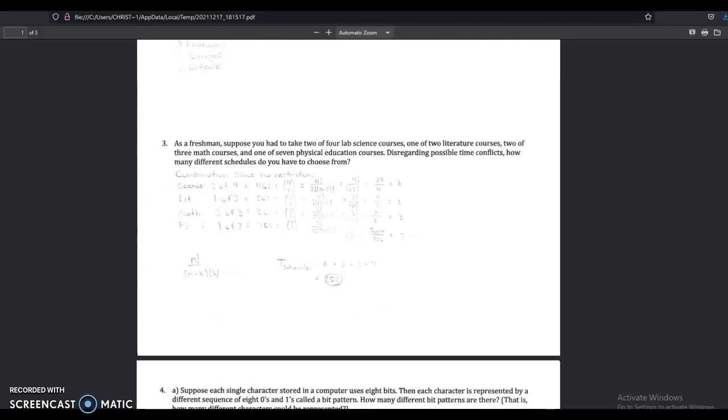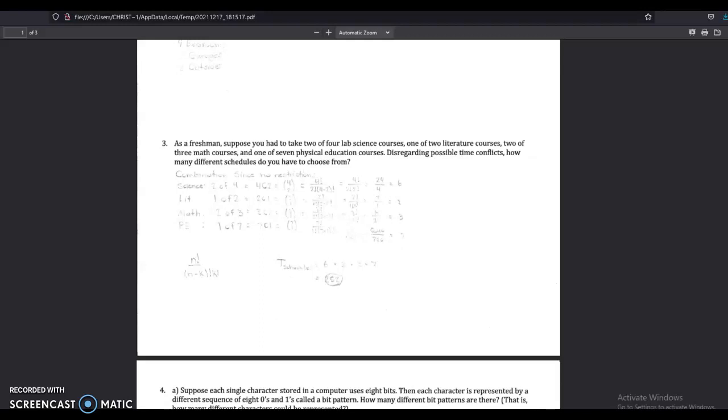As a freshman, suppose you got to take two of four lab science courses, one of two literature courses, two of three math courses, and one of seven physical education courses. Disregarding possible time conflicts, how many different schedules do you have to choose from? So, that key phrase in the last sentence is disregarding possible time conflicts. So you have a combination here with no restrictions.